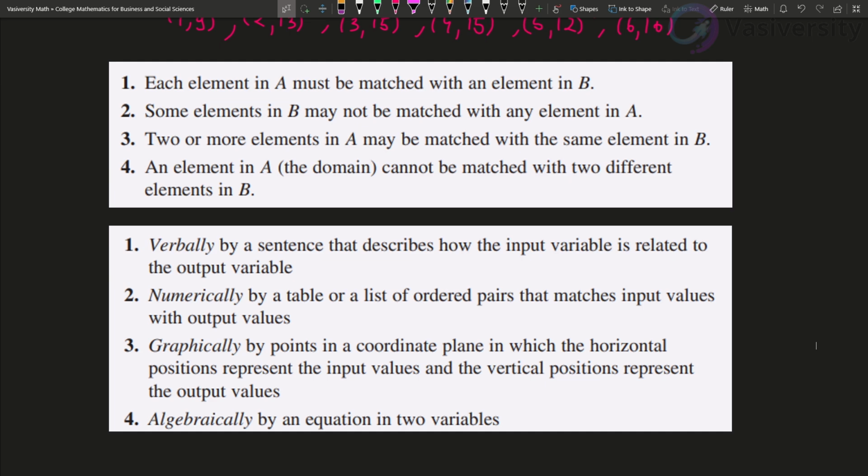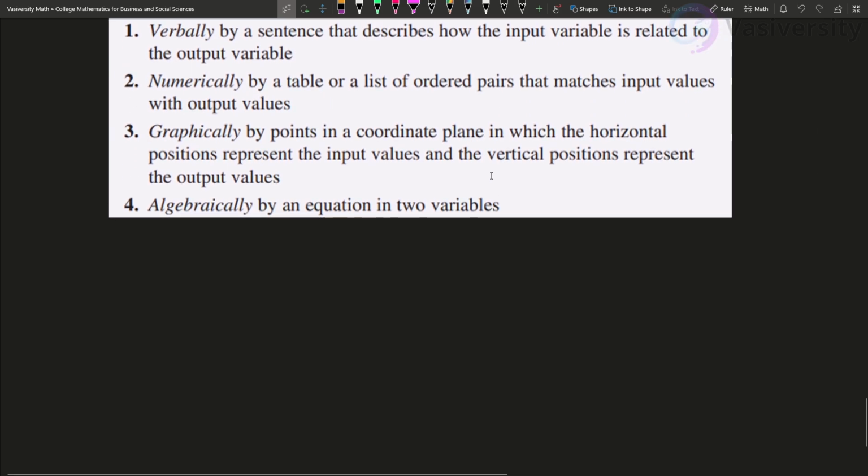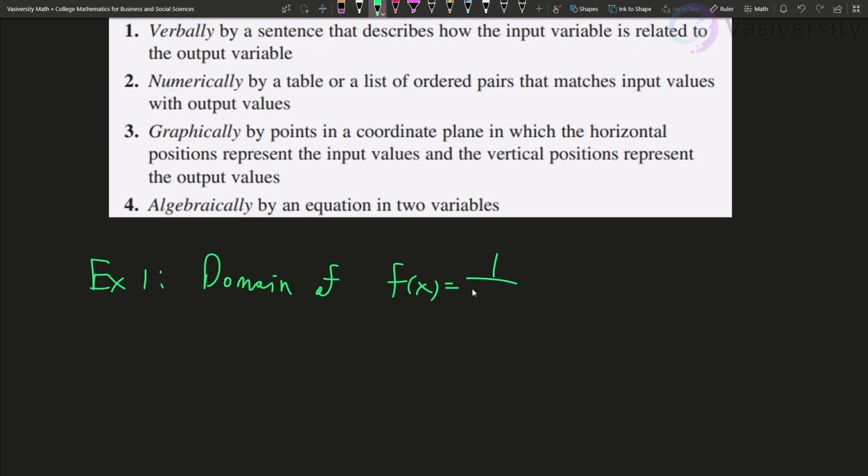So, an example of the domain of a function. Let me go ahead and say first example. Example 1: we want to find the domain of f of x equals 1 over x squared minus 4. For that function, we know we're not allowed to divide by 0. So x squared minus 4 must not be equal to 0. But let's find out what values will give us the 0. So x squared minus 4 is equal to 0.